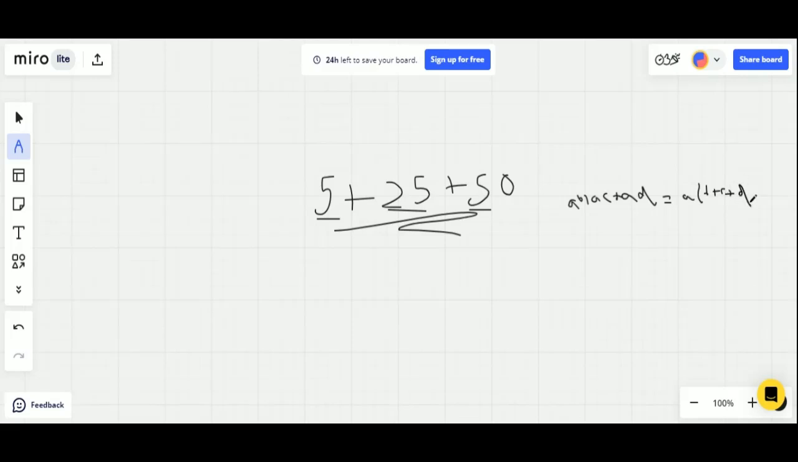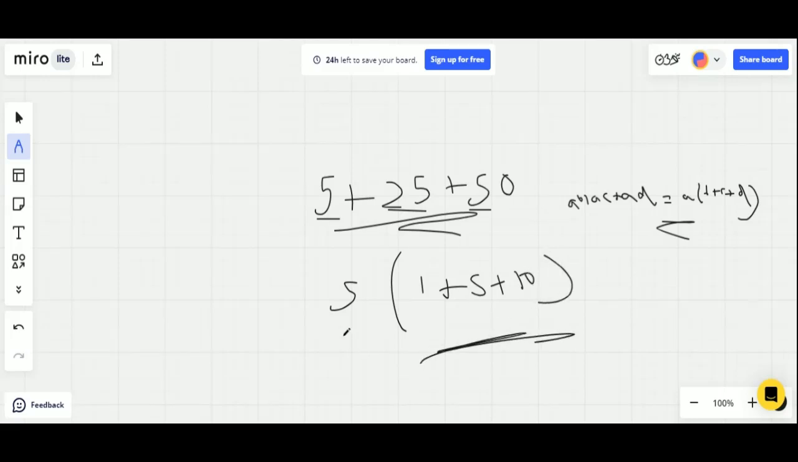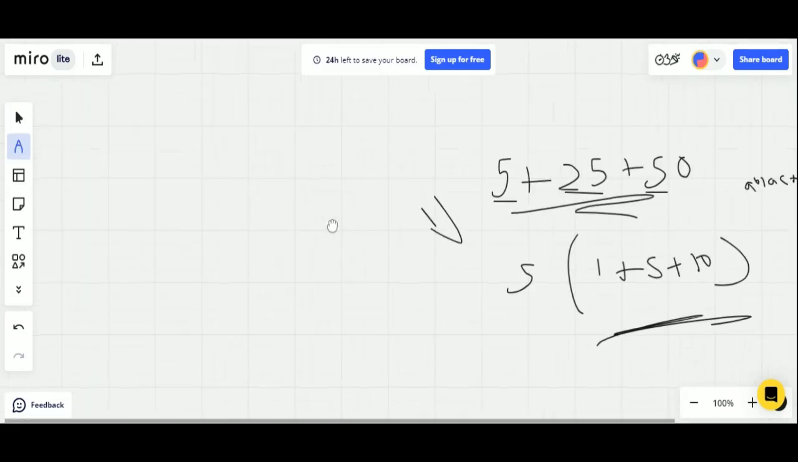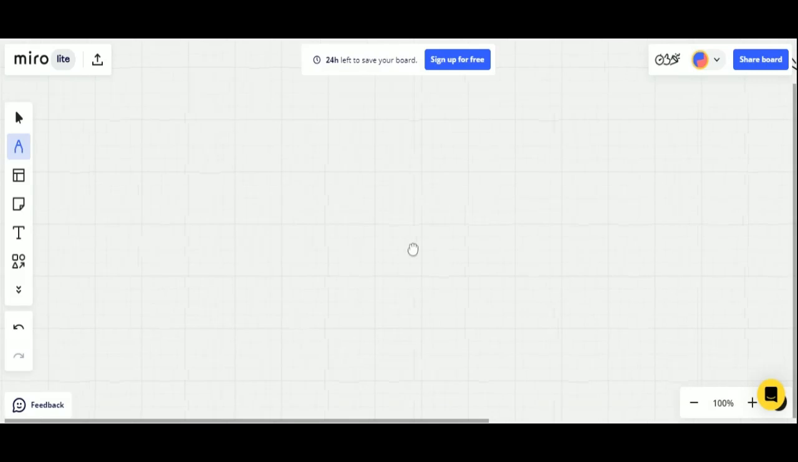So you could use the distributive law here and take 5 out. 1 plus 5 plus 10. See? So this is factorization. This is just finding the factors. Now, in this chapter, we are actually doing factorization of algebraic expressions.